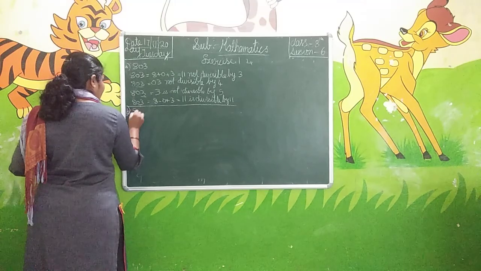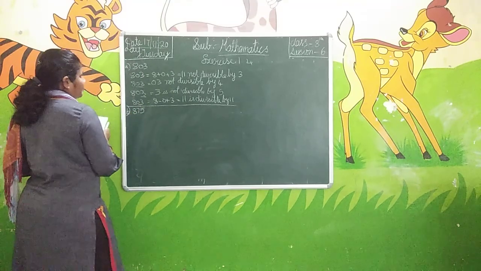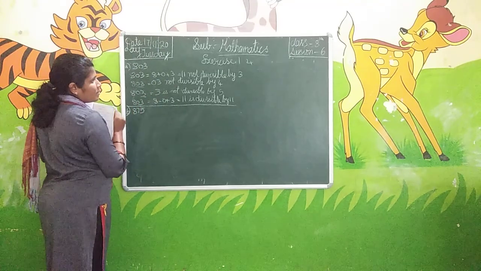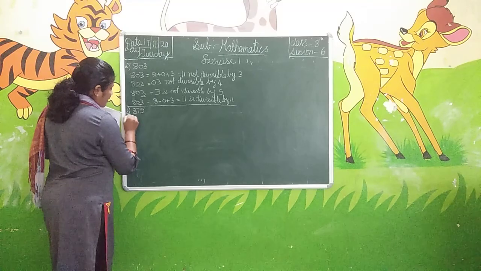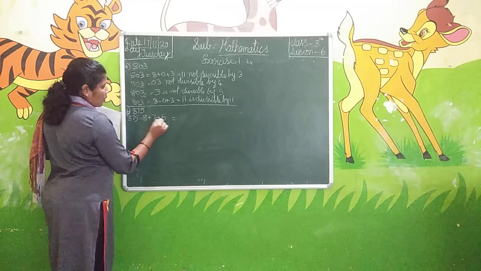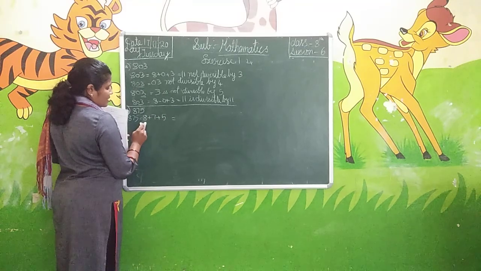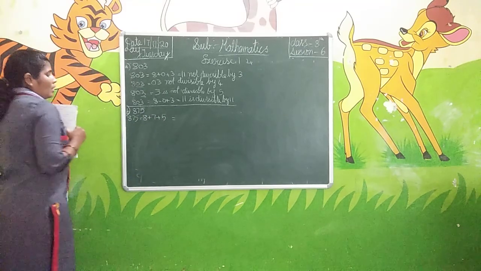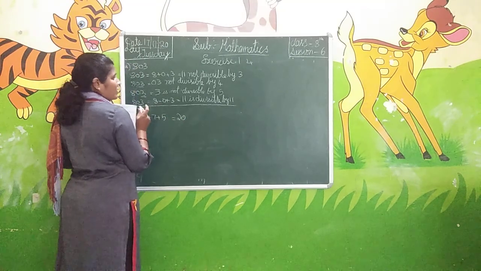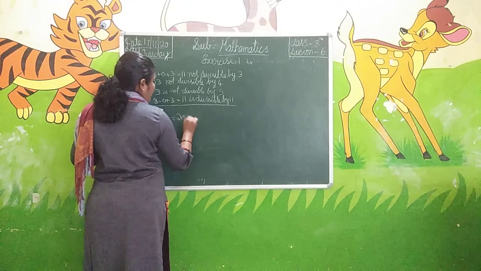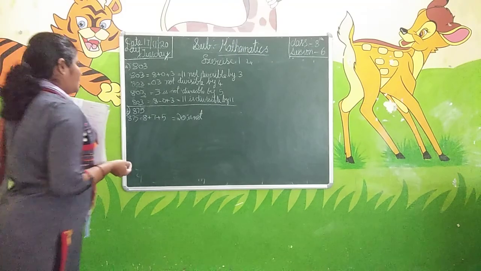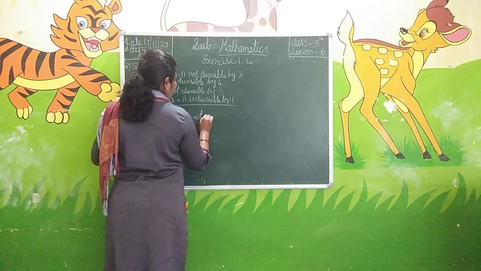What the question is: 875. Check it, students. 875. So first, is it divisible by 3 or not? We have to check. 875 equals 8 plus 7 plus 5. 7 plus 5 is 12. 12 plus 8 is 20. Is 20 a multiple of 3? No, it is not divisible. If we got 21 it would be divisible by 3, but we got 20, so it is not divisible by 3.